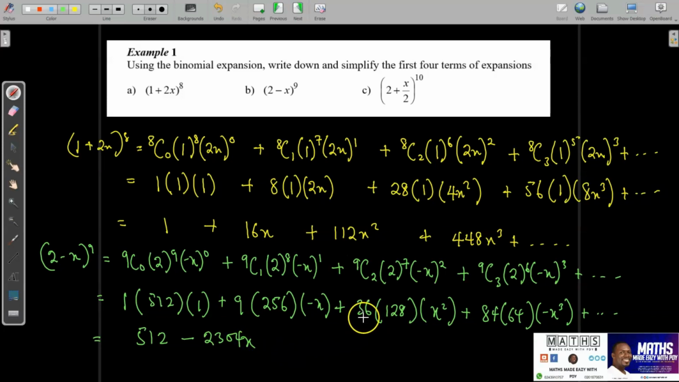Yes, sir. Then 36, here will be addition. It will be plus for the fact that the x coefficient is positive. So 36 times 128, what's the answer? 4,608. And that will be x squared. Then final one, 84 times 64 times negative will give us a negative value. Negative 5,376 x cubed. So that is the 4 terms for the expansion of 2 minus x all to the power 9.